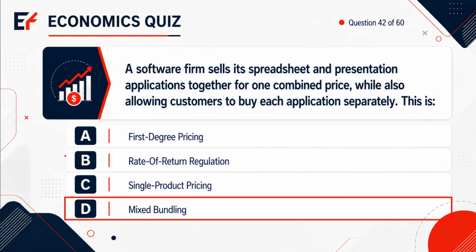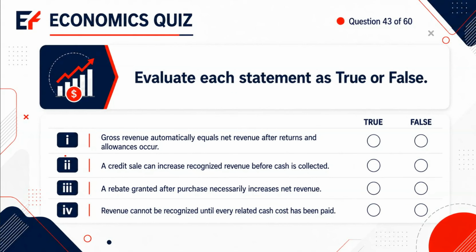Option A is incorrect because first-degree pricing charges each buyer according to their individual willingness to pay. Option B is incorrect because rate of return regulation controls the profit a regulated firm can earn on its invested capital. Option C is incorrect because single product pricing involves setting a price for only one product rather than offering a combined package.